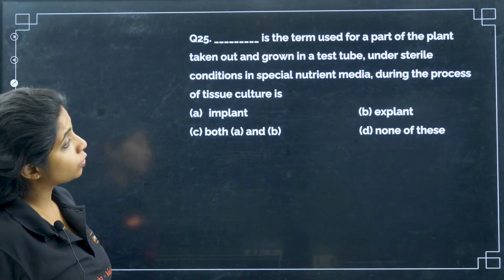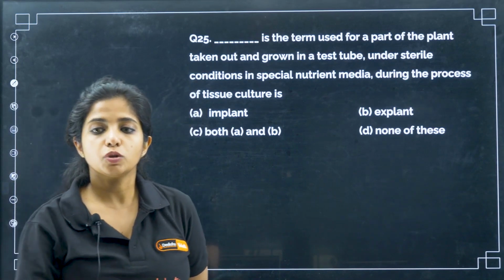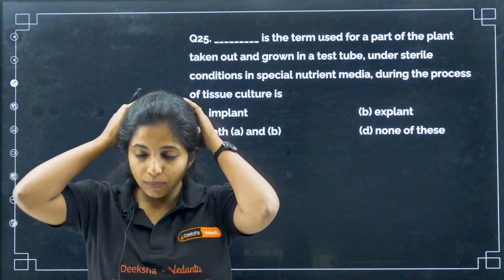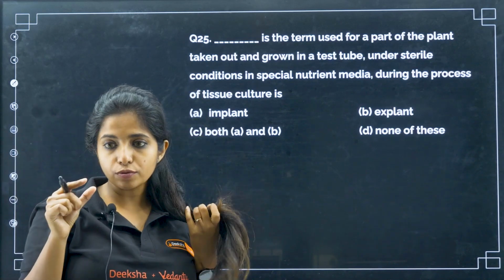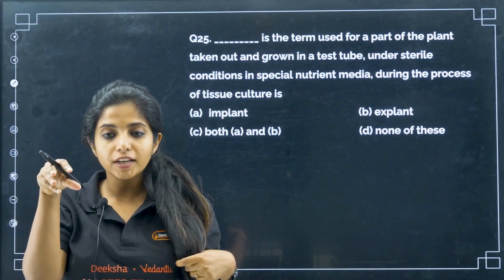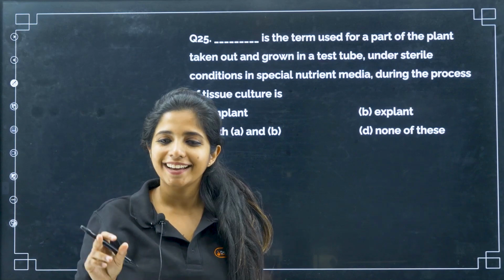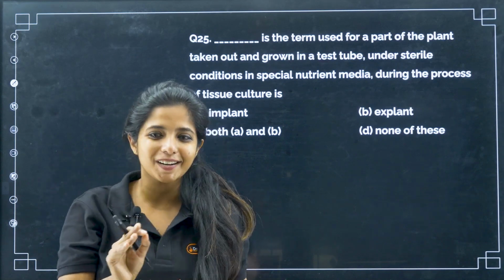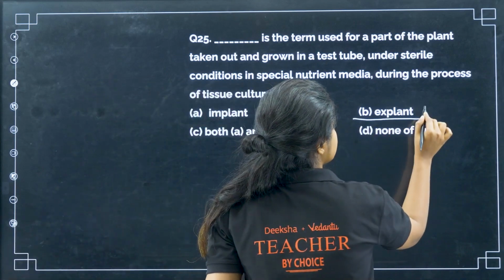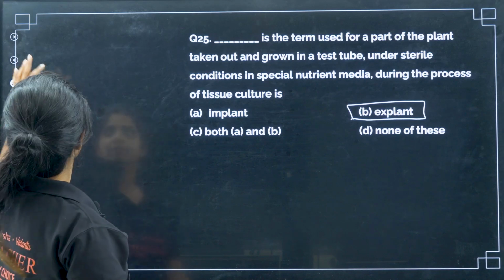Next, dash is the term used for the part of the plant taken out and grown in the test tube under sterile condition in special nutrient medium during the process of tissue culture. So dash is the term that I use for a part of the plant. I am going to take it, grow it in a test tube, and that's how I do tissue culture. What is that part known as? It is known as explant. Now it is not a part of the plant, it is explant. So that's why it is known as explant, not implant, not both A and B. It will be just B, that is explant. This becomes your answer.